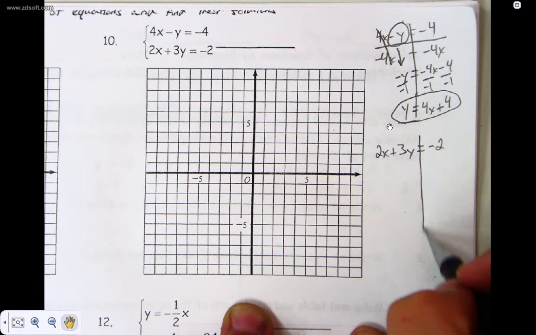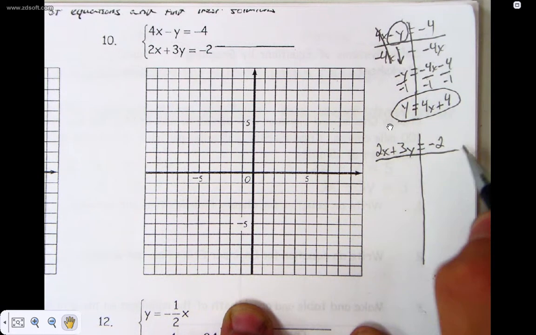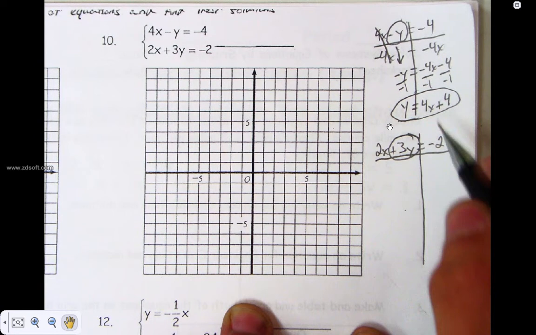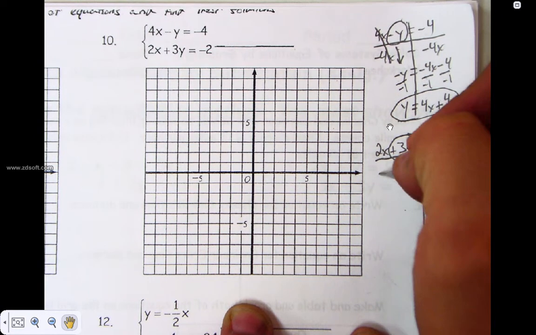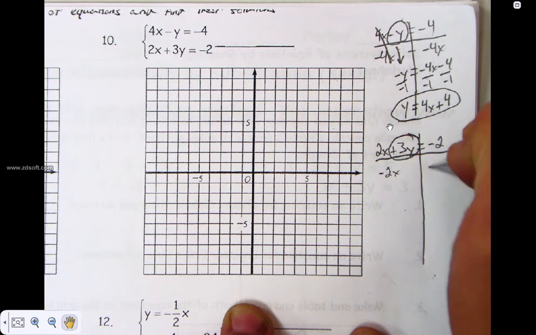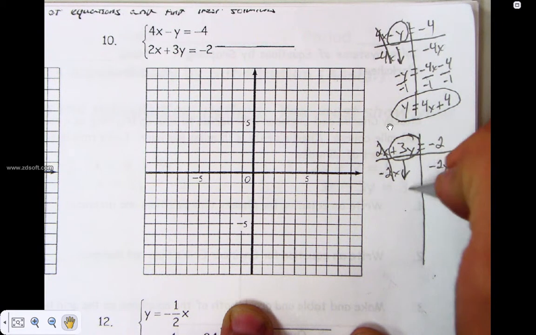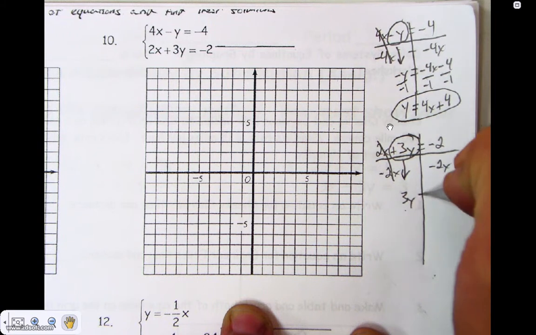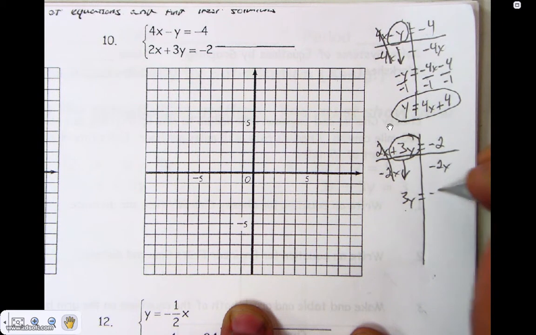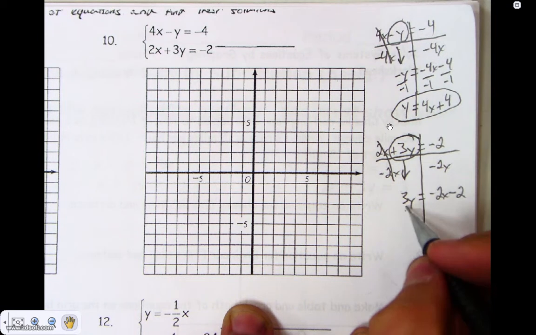So draw our lines for organization. Circle my positive 3y. Let's get rid of that 2x. Minus 2x, minus 2x. All right, those are going to cancel. My positive 3y is going to come down. That's going to be equal to negative 2x minus 2. Divide by 3 on both sides.